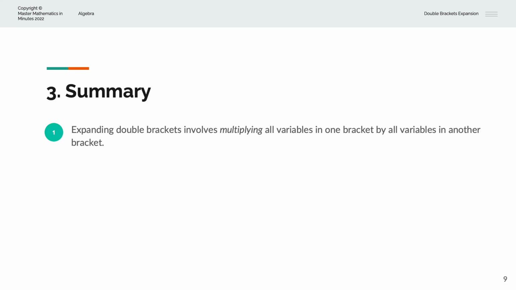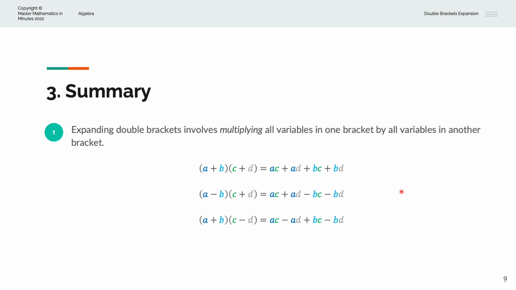To summarize, expanding double brackets involves multiplying all variables in one bracket by all variables in another bracket. We've seen the first two examples. So, the third example is where we have a plus b multiplied by c minus d. Remember, when expanding the brackets, you'll need to allow for that minus sign. So this expands to ac minus ad plus bc minus bd. And finally, we have a minus b multiplied by c minus d. And that simplifies to ac minus ad minus bc plus bd.